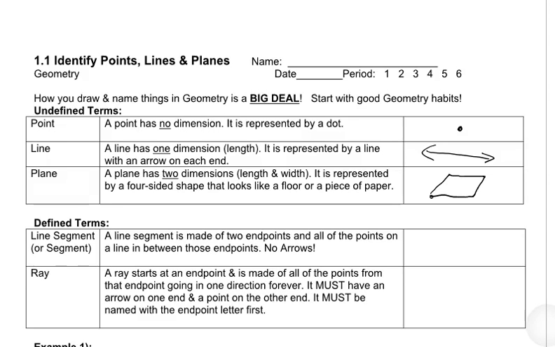Then we have our defined terms. Using those undefined terms, we want to put them together to form our defined terms. Line segment, or just segment. A line segment is made up of two endpoints and all the points on a line in between those two endpoints. So you have a starting and stopping point, those are your endpoints, and every point in between them to form your segment.